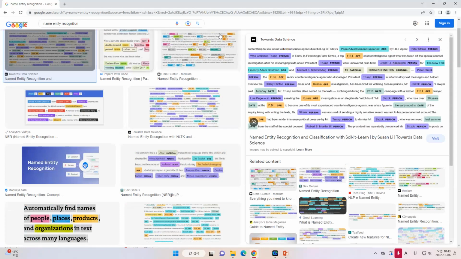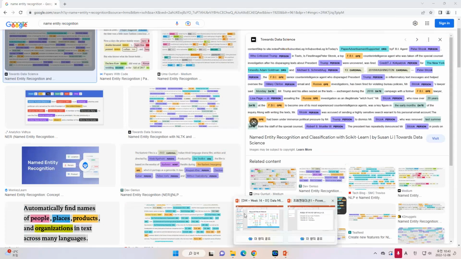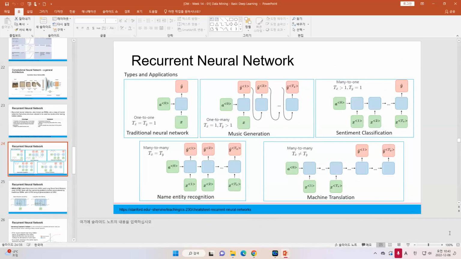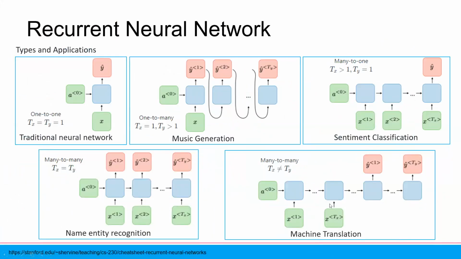And we can do this with the RNN, or we can also do it with many-to-many, such as machine translation. So if you use something like Papago or Google Translate, that kind of example is machine translation.